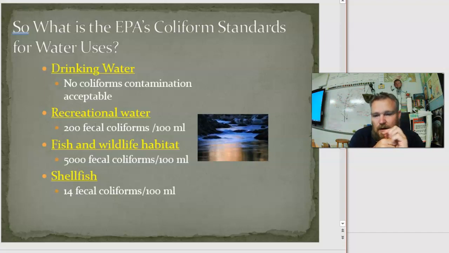So there's higher thresholds as you get away from consumption purposes. So fish and wildlife habitat will have up to 5,000 coliforms per 100 milliliters. And then shellfish, you're going to eat that. So shellfish and fish consumption, 14 fecal coliforms per 100 milliliters is the max. So those are our government standards for fecal coliforms across the uses, and that's usually where we start for our purposes.